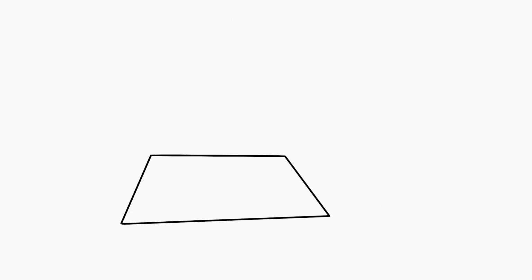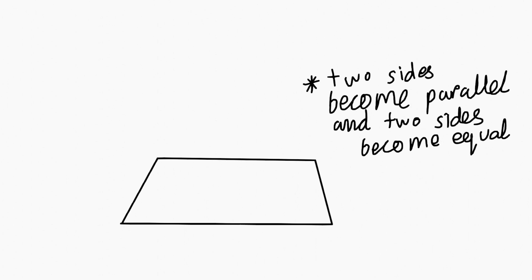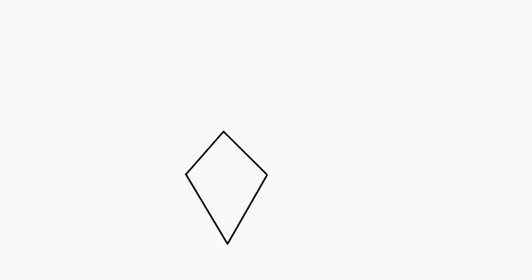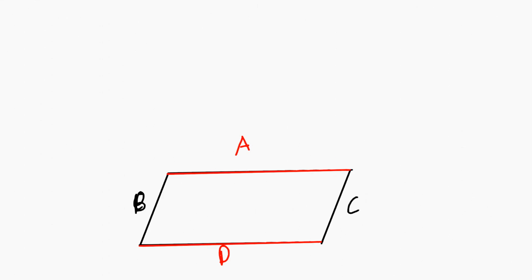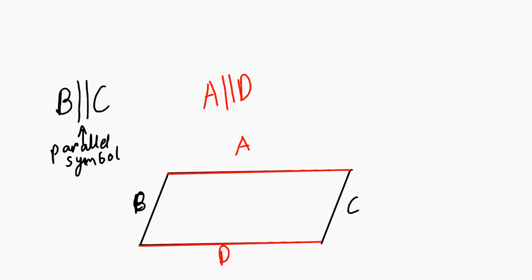A trapezoid is a quadrilateral which has no parallel sides, and it becomes isosceles when, you guessed it, one of the parallel sides become equal. A kite is one where the adjacent sides are equal in length. A parallelogram is where non-adjacent sides are parallel and of course they are equal in size.